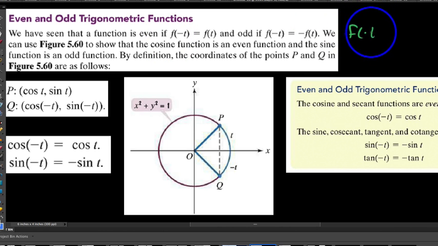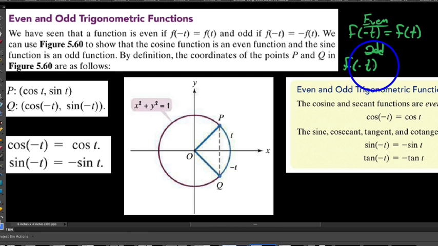We say f of negative input, and we'll use a t in this case, is equal to f of t. That is to say, when you plug in a negative input, you get the same thing as if you just plugged in a positive input anyways. And so we'd say that this is an even function. And with respect to an odd function, when we plug in a negative input, f of negative t, what we end up with is equal to negative f of positive t, or the exact opposite of what we started with.